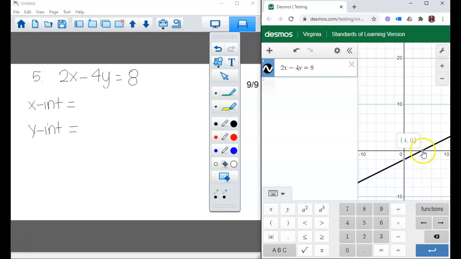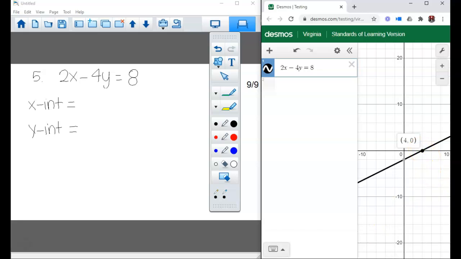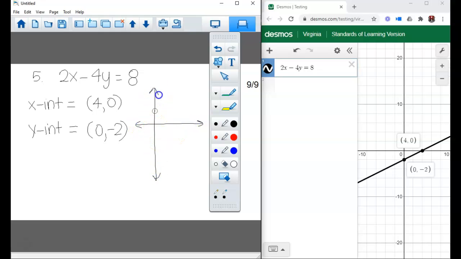For the x-intercept, go to where you're crossing the x-axis. 4, 0 is my point. For the y-axis, click on the y-axis. 0, -2. So when we go to sketch, on the x-axis we need 1, 2, 3, 4 on the positive side. On the y-axis we need 2 on the negative side. And then we can draw the line. Notice this is a line that would have a positive slope.